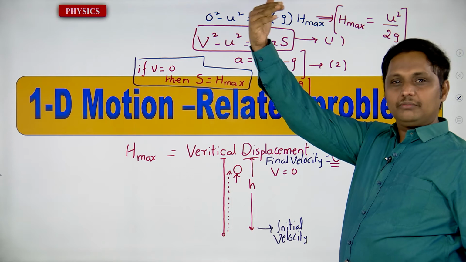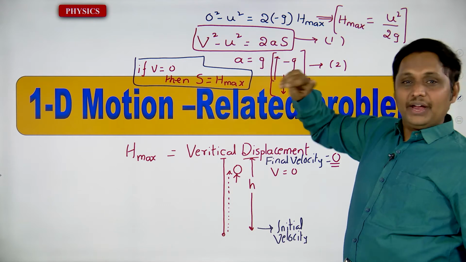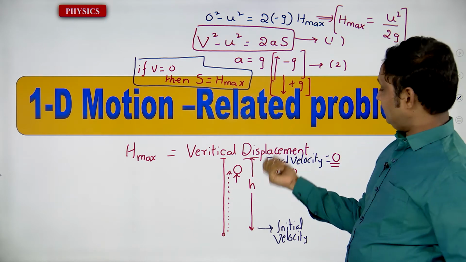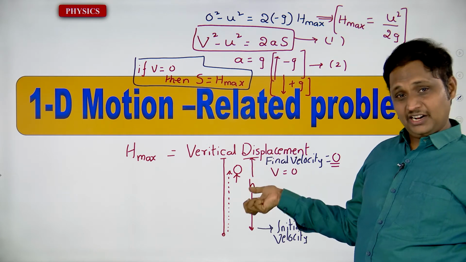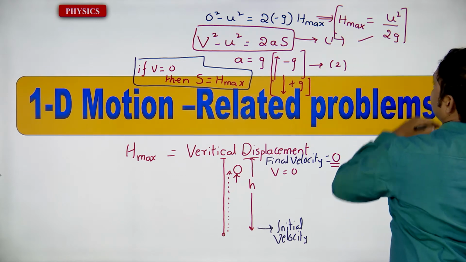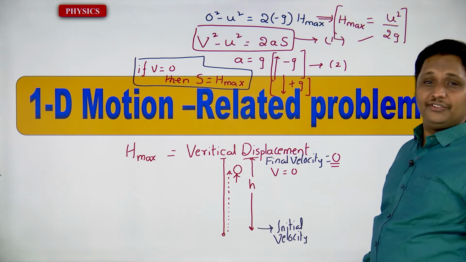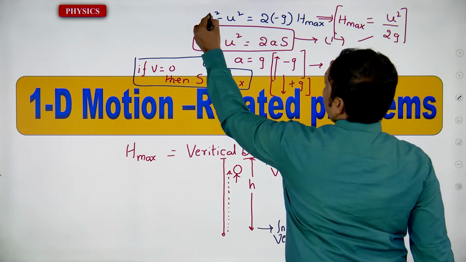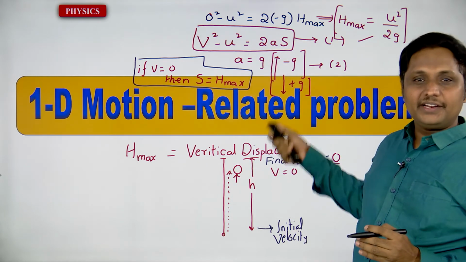If a body has been projected with an initial velocity, after reaching the top, how will you decide which is going to be the maximum height? Where the final velocity is going to be 0, that is going to be the maximum height, or the maximum vertical distance covered by the body. So we would like to go for H maximum is equal to u squared by 2g. You can solve the problem. What we have taken is this is going to be 0, and the sign of g is taken as minus. It's very clear.